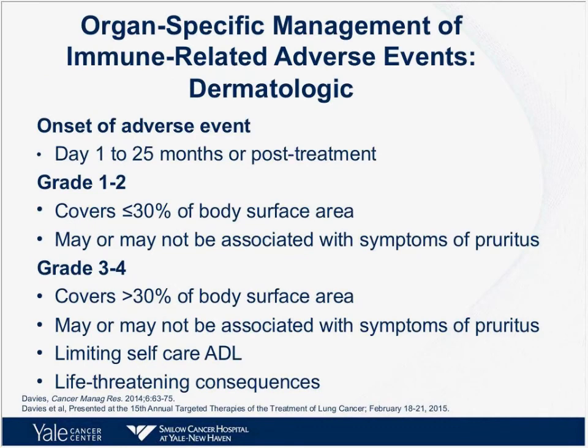So now we'll move on to dermatologic toxicity. Dermatologic toxicities are variable across the agents that we pointed out, as you saw with the first chart of toxicities, but the onset can be from 1 day to 25 months or even post-treatment.